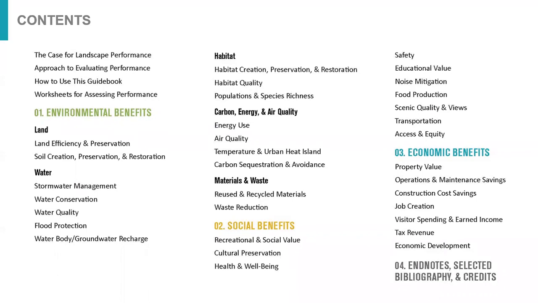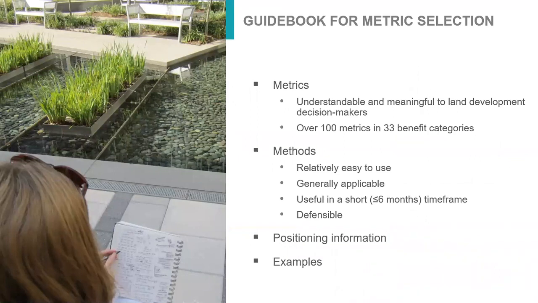You can easily skip to the section that you're interested in to get some ideas. And the guidebook offers metrics, methods, positioning information, and examples to really help anyone make the case. They're meant to be understandable for decision makers, translatable for different audiences, like we touched on before. The methods described really help you evaluate performance, and they're meant to be easy to use, generally applicable, useful in a short time frame, as well as defensible, like we mentioned.